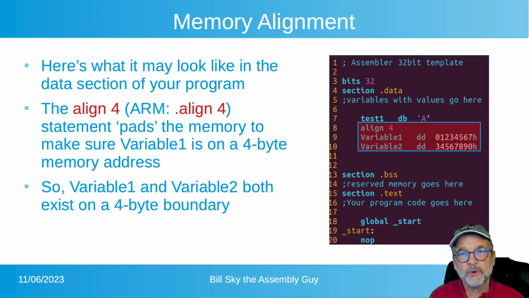What that align 4 does is it pads. So let's say that test 1 is on a 1-byte or 2-byte boundary. Align 4 will say, okay, we're not quite at a 4-byte boundary here, so I'm going to add a bunch of no-ops. In ARM, it adds a bunch of zeros. So I'm just going to pad the data between the end of line 7 and the beginning of line 9. I'm just going to pad that with a bunch of 90s on Intel, and a bunch of zeros on ARM. And we're going to see an example of that.